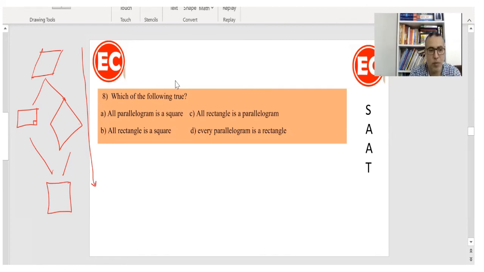I cannot say that all parallelograms are rectangles. So I can say that all rectangles are parallelograms. All rectangles are parallelograms. It's supposed to be R.